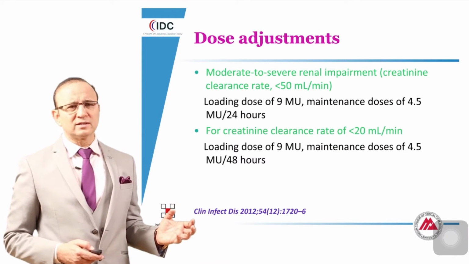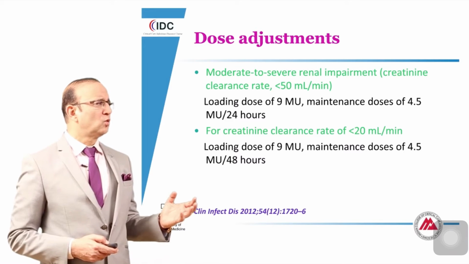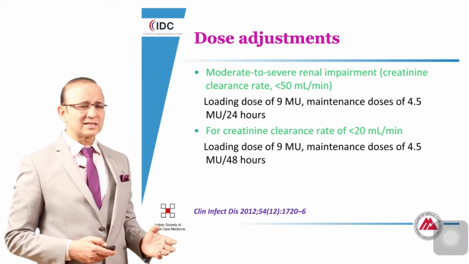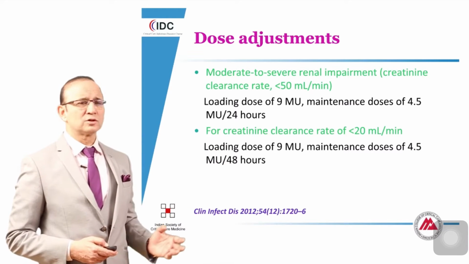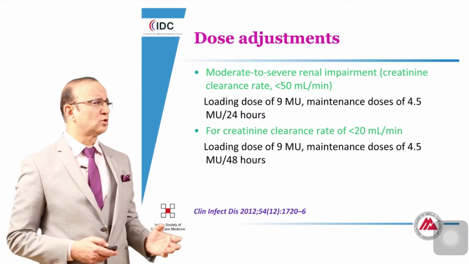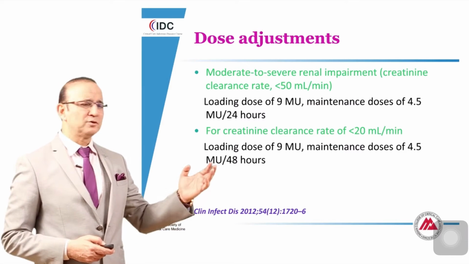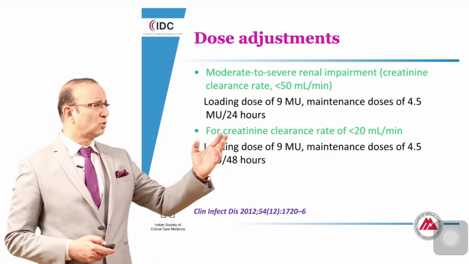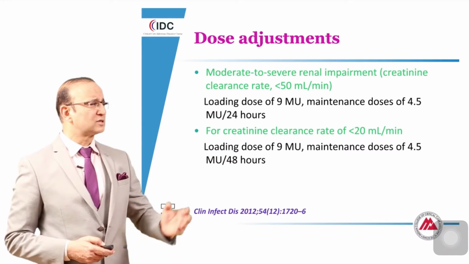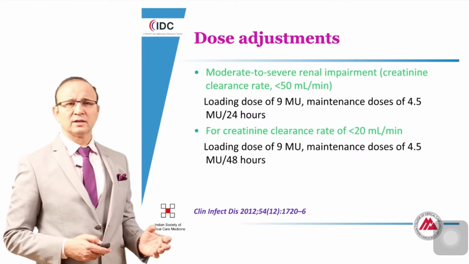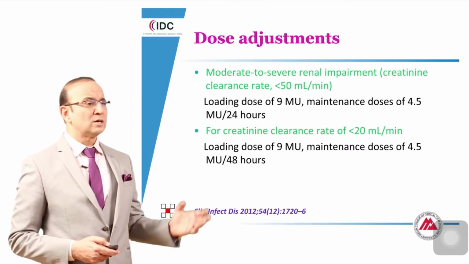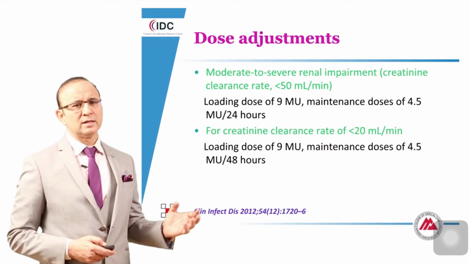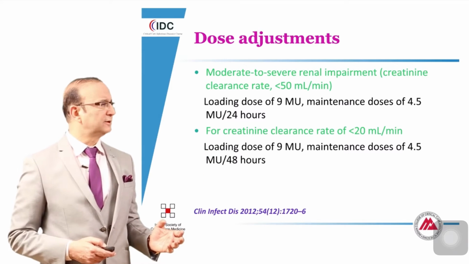Normally what is nowadays recommended is, in patients who have moderate to severe renal impairment, that is creatinine clearance less than 50 ml per minute, the loading dose of 9 million unit and maintenance dose of 4.5 million unit every 24 hours. For creatinine clearance less than 20 ml per minute, loading dose of 9 million unit and maintenance dose of 4.5 million unit every 48 hours. For a person with normal renal function, the dose would be 9 million unit and then 3 million unit 8 hourly.